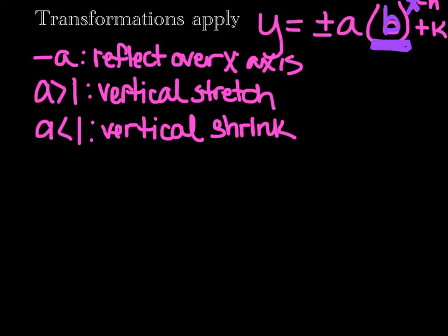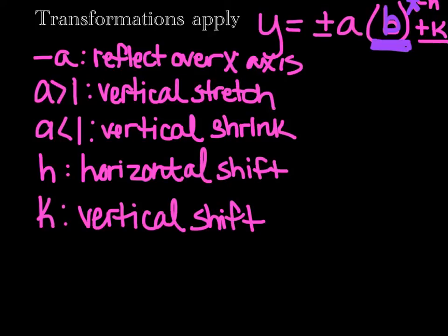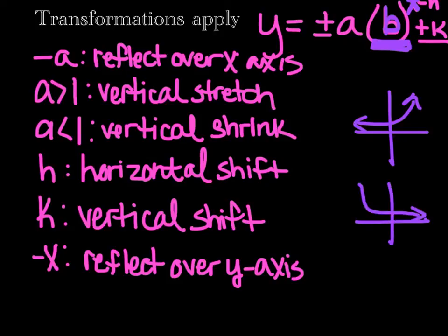Now the h up there with the exponent, if I'm adding or subtracting something with the exponent, that's your horizontal shift. And remember, it's opposite the sign. And then that k after the function is your vertical shift. And here's something new. If the x in the exponent is negative, that's going to reflect your graph over the y-axis. So if you had b to the x and you know it looks like this, b to the negative x reflects it over the y-axis. It just takes it across like that.